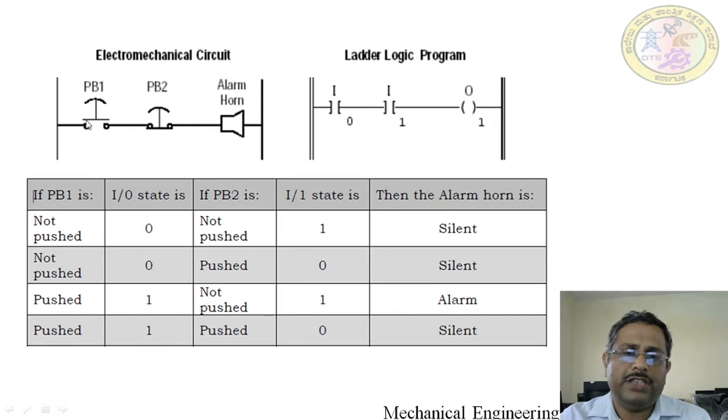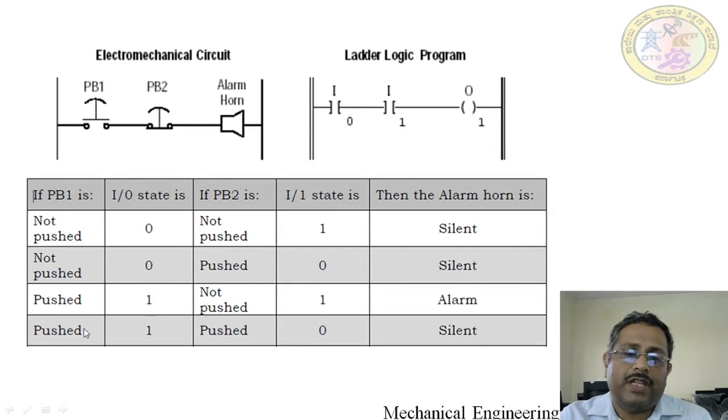Next possible is that push button 1 is still in the not pushed condition, but push button 2 is pushed. When push button 2, that is a normally closed contact, is pushed, it will open, that is 0. This time also there is no continuity, and the alarm remains silent. When you push push button 1, the normally open contact will be closed. The condition becomes true, that is 1. Push button 2 is not pushed, so that condition is 1. Then the flow will be continuous to the alarm, and the alarm will sound.